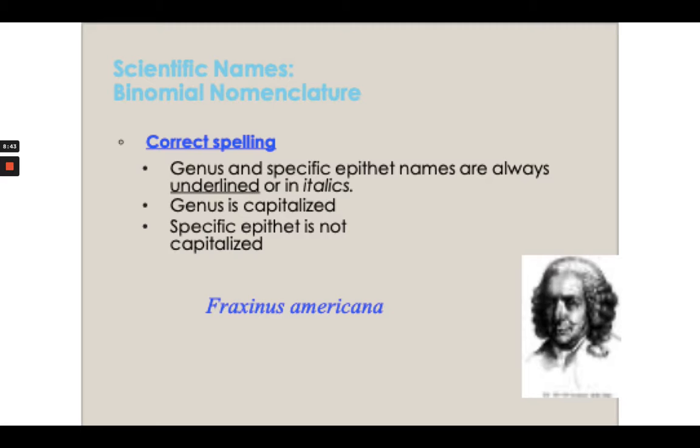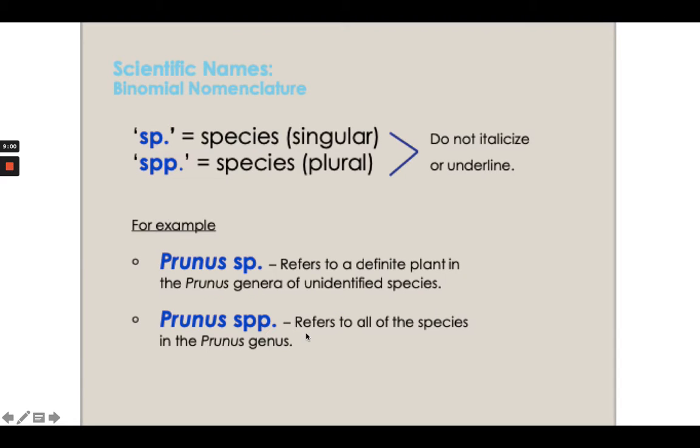Make sure that you spell things correctly. Genus and species names are always underlined or in italics. The genus is going to be capitalized, the species is not capitalized. So Fraxinus americana: the F is going to be capitalized, the A is not. Whenever you are writing things out in taxonomy, make sure you use the correct way to do it here. Make sure that you don't italicize or underline your species part of it, but that you do that with your genus.